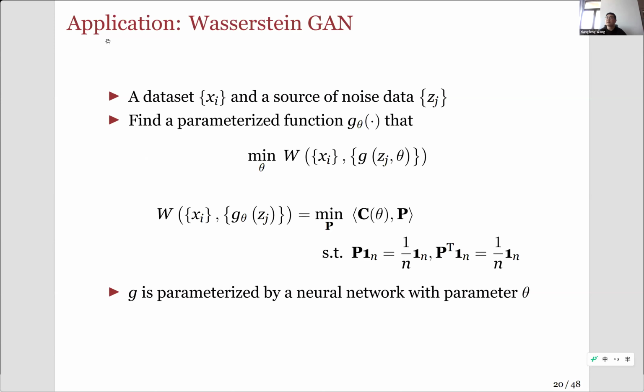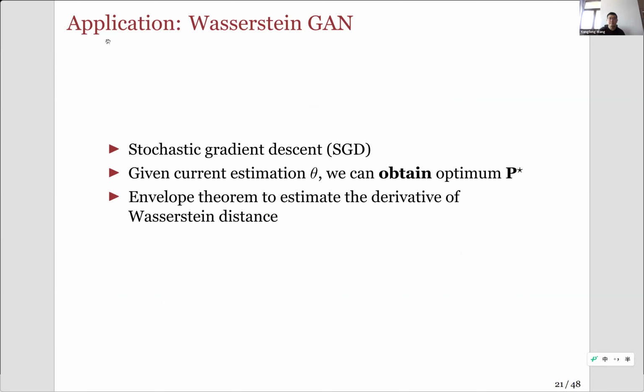Computing the gradient involves the optimal transport plan and its dual potentials. The RPOT algorithm and the faster proximal point algorithm can be used here to efficiently approximate the OT distance and its gradient. We combine the original algorithm, and given the current estimation, we can obtain the optimal transport plan P star, and then use the envelope theorem to estimate the derivatives of the Wasserstein distance.